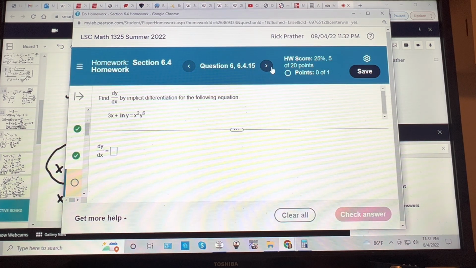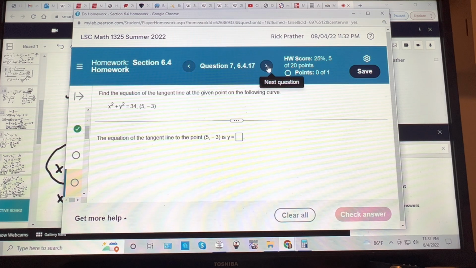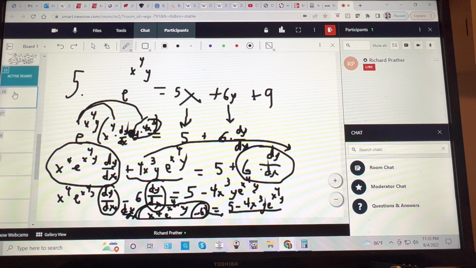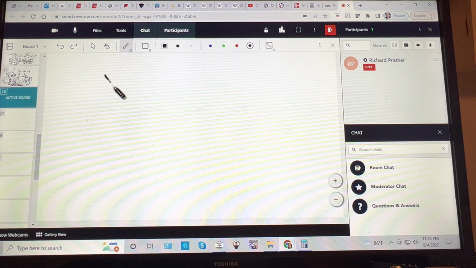Okay, so let's see what's left here. Okay, here's something different. First, find the equation of the tangent line at the given point of the following curve. Equation of a tangent line, that's talking about derivative anytime you're talking about tangents. So I've got x squared plus y squared equals 34. That's a circle.